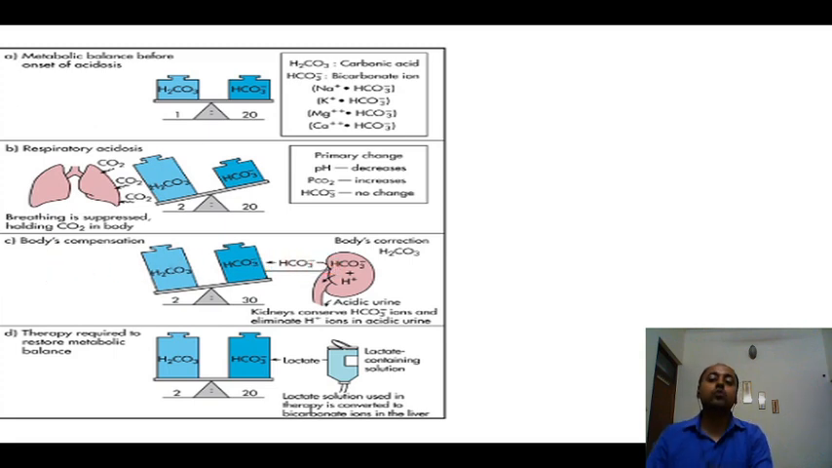Remember, I had told you the body is able to carry out only partial compensation. Complete correction will be done when you do the management. You provide a lactate containing solution, Ringer lactate, from outside. At that time, the complete rebalance will occur.